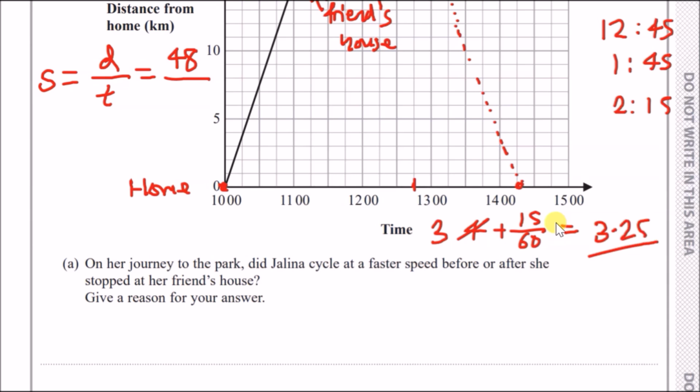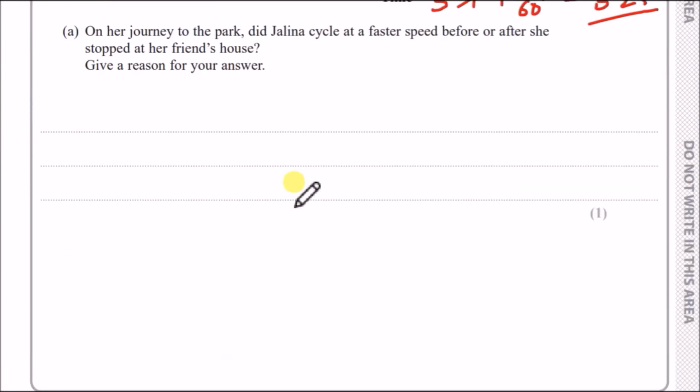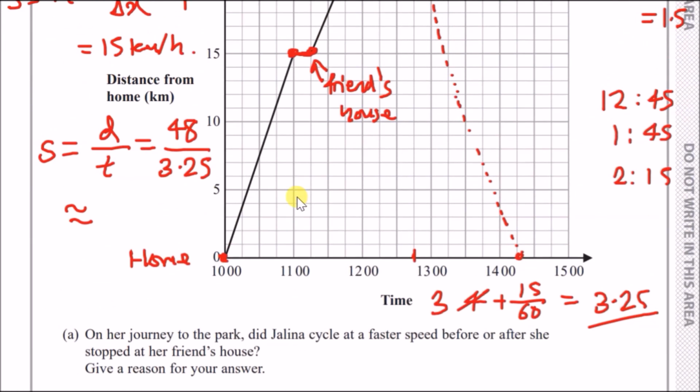3.25 hours. So therefore, our average speed was 48 over 3.25 hours. And then again, smashing on your calculator, you should get an average speed of approximately, what is it? Maybe they want one decimal place, isn't it? To one decimal place, it should have been 14.8. So 14.8 kilometers per hour. And yeah, that seems about right, I think.